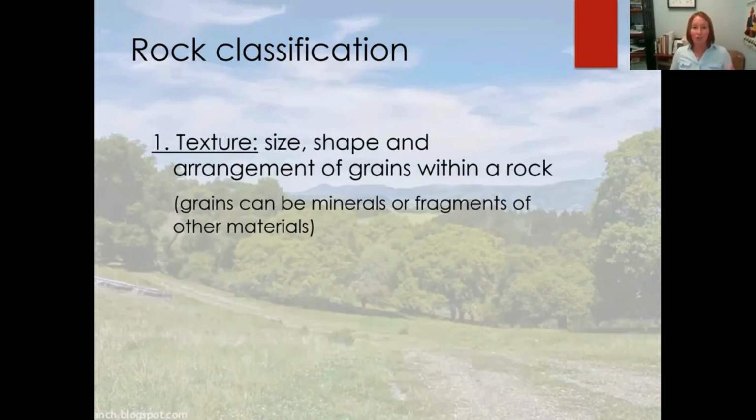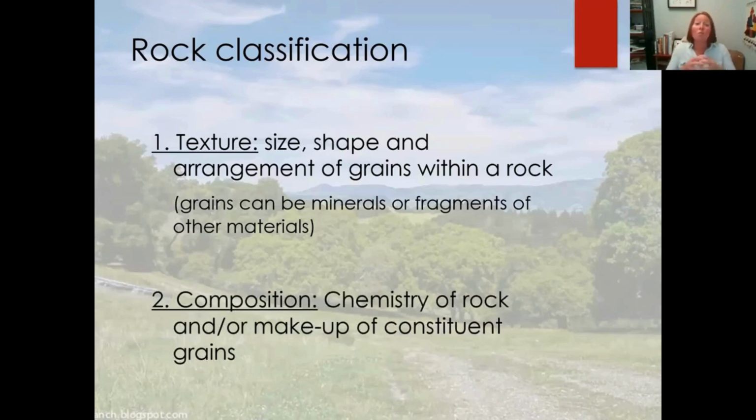We look at two specific things when we classify rocks. One is the texture, which is defined as the size, shape, and arrangement of the grains that make up a rock. These can be minerals or fragments of other materials. And we also look at the composition. What are those components of the rock literally made of? Sometimes we talk about the chemistry, like how much silica is there, how much iron is there. And sometimes we talk about the makeup of the grains. We'll say, this is a rock made of sand, or this is a rock made of shell fragments, or something like that.